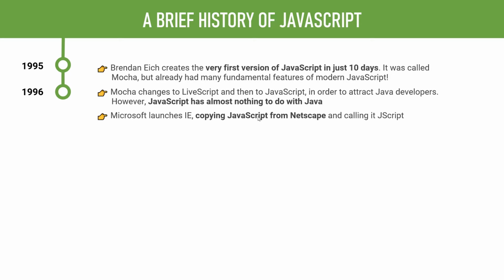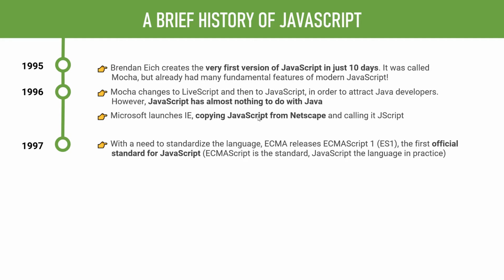And so, with the internet growing like crazy around this time, people realized they needed to standardize JavaScript. So the language was submitted to an independent standard organization called ECMA, which in 1997 released ECMAScript 1, or ES1. This was the very first official standard for the JavaScript language. And with this, every browser could now implement the same standard JavaScript. In the real world, we usually use the term ECMAScript to refer to the standard, while JavaScript is used when we talk about the language in practice, and it's implemented in browsers.